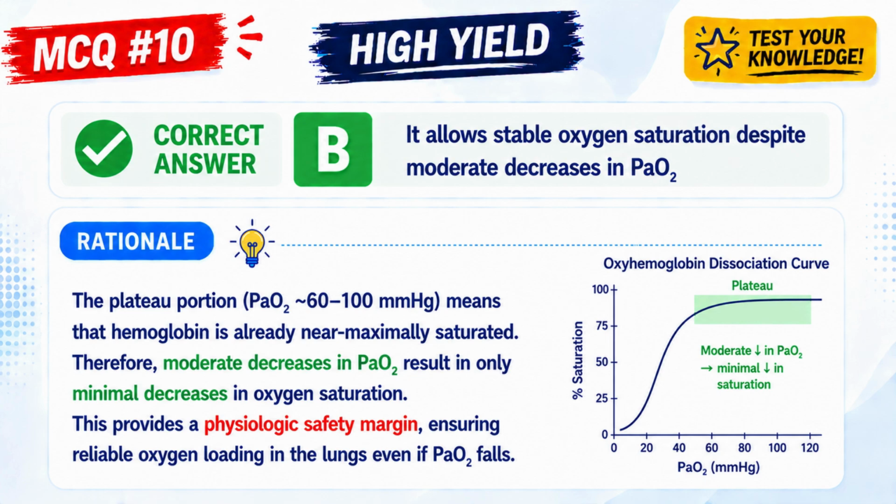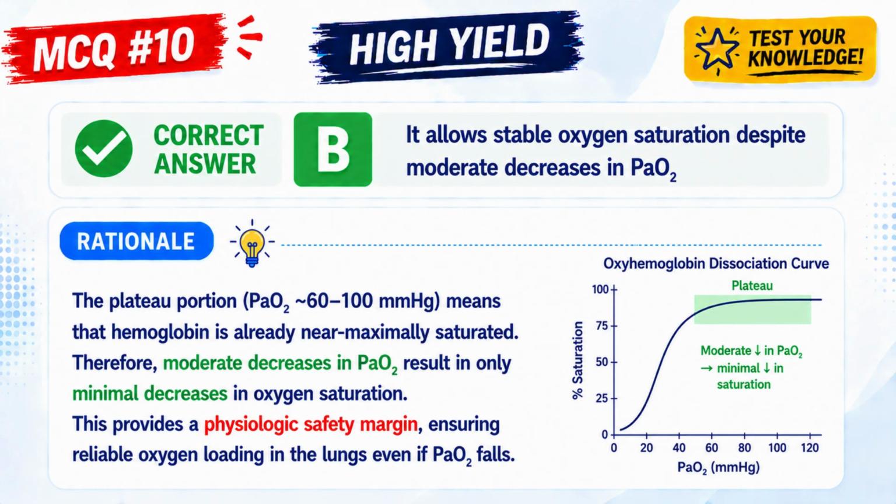Here's why. The plateau sits at PO2 above approximately 60 millimeters of mercury. In this region, the curve is nearly flat. Even if PaO2 drops from 100 to 60, saturation stays above 90%. This is the physiologic safety margin. This is why pre-oxygenation works. This is why healthy patients tolerate moderate altitude without significant symptoms.